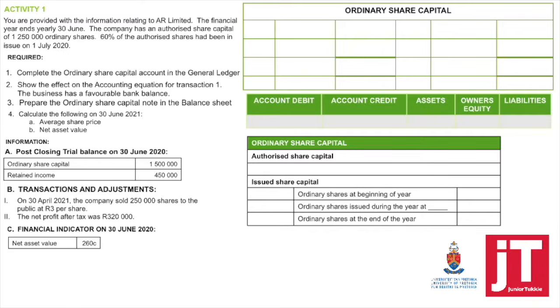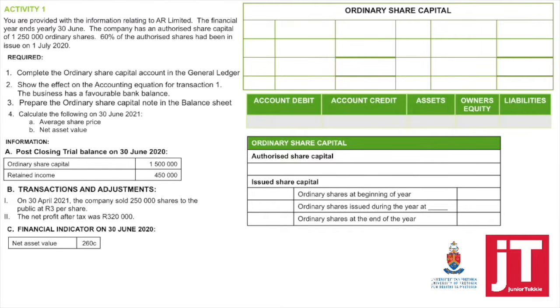So looking at activity 1, we need to complete the ordinary share capital in the general ledger, accounting equation, and the ordinary share capital note. There's other questions that we're also going to complete, which we will look at a little bit later on. So when I approach this question, I don't need to start with question 1 and then question 2 and then the third question. As I go through the information, I'm going to fill it in exactly where it's supposed to go.